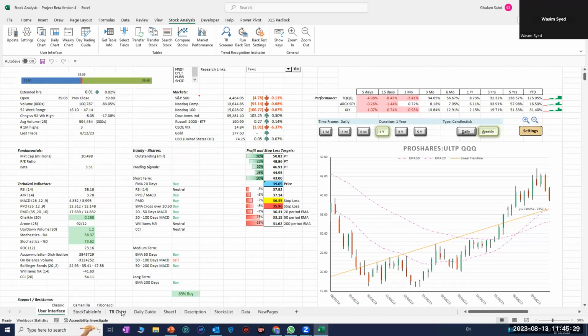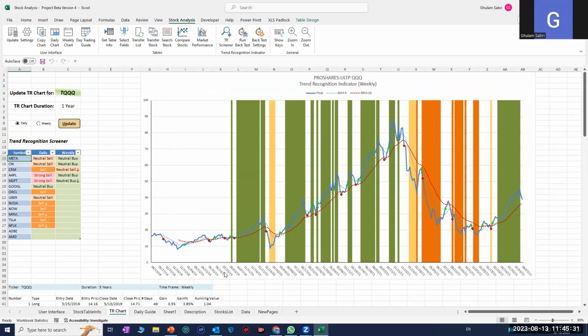Can we back test 10 years? Not at the moment. I have to modify the code to handle 10 years of data. It is handling only up to 5 years, but I think it will be good to have at least 10 years.